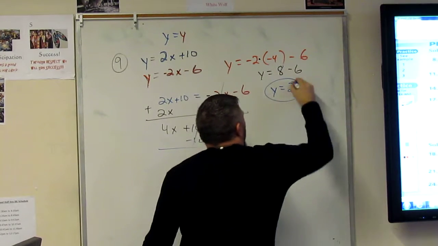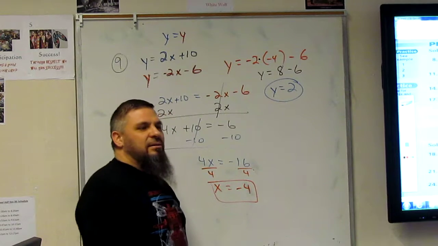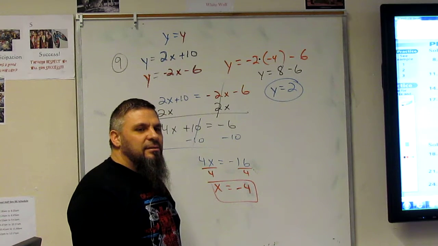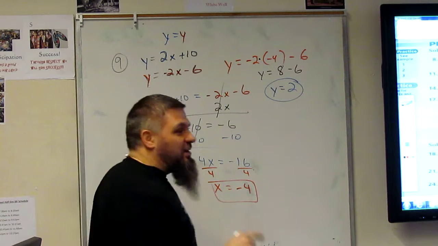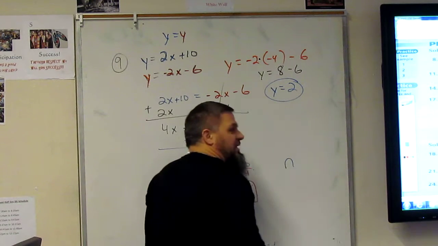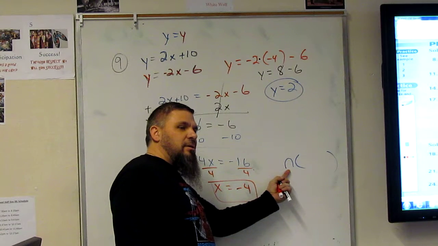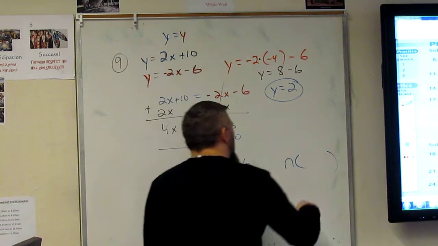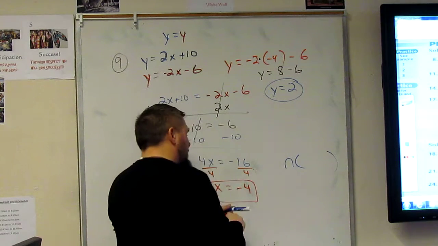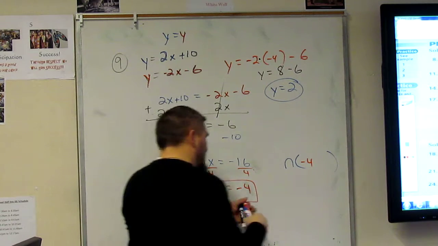Very good. So we have x and we have y. What does that mean? Is it a solution? Yes, it is a solution. That's the perfect part. This is a solution for both equations. And what do we call that? What's this called? Intersection. At where? Negative 4 and positive 2.